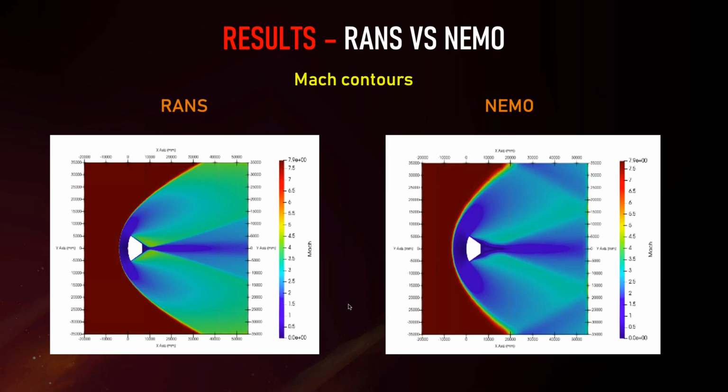The CFL number was highly limited; we were using a CFL number of 0.1, and it also needed a long time to converge the solution. So we could not really get a converged solution to get quantitative results, only qualitative plots from the NEMO solver.